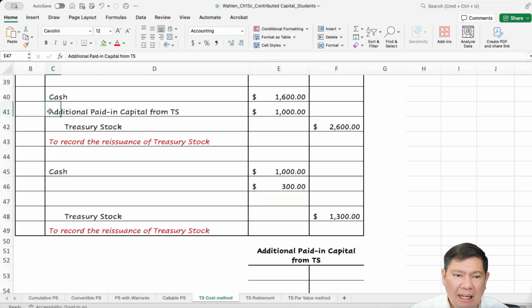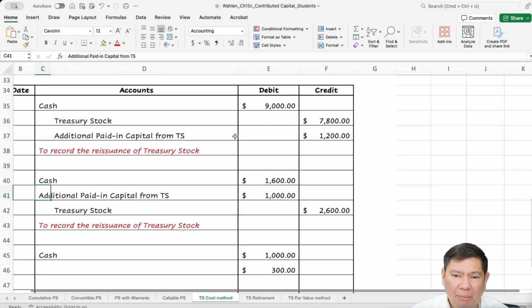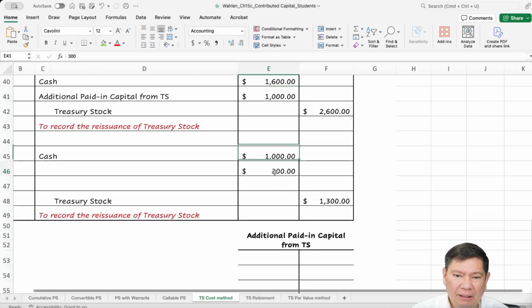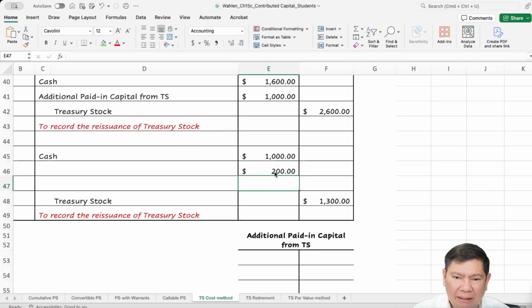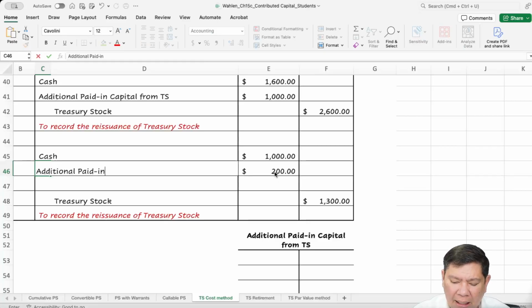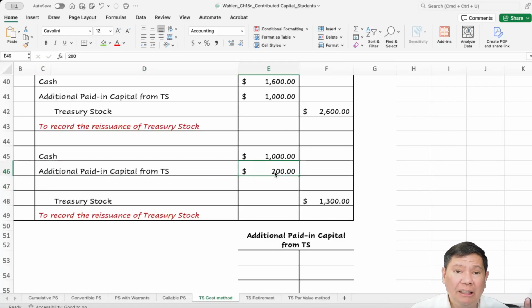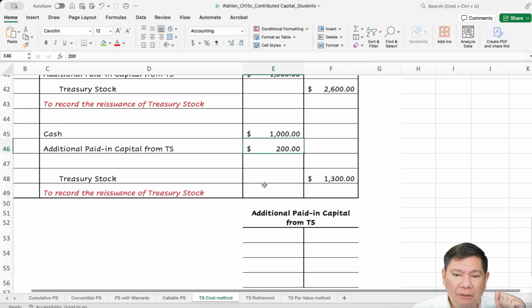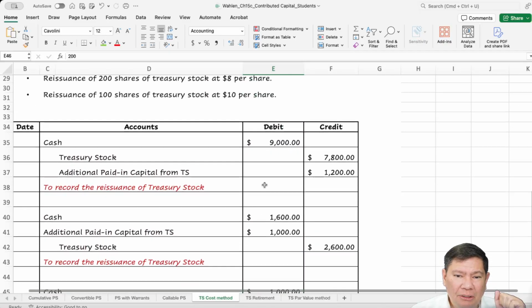So we have to deduct again additional paid in capital, but remember we only have $200 left. So let's do that: $200 debit to additional paid in capital from treasury stock. So it's now gone. It's zero. It cannot be negative. Okay, so what should we do? Oh, let me show you here.